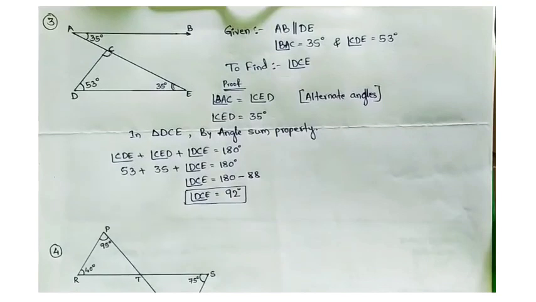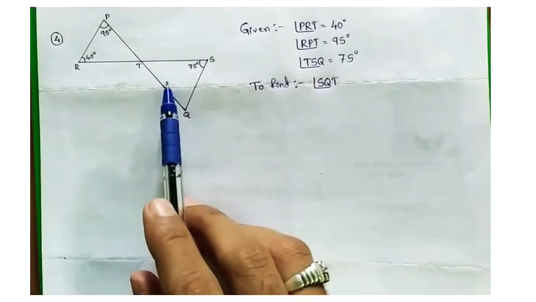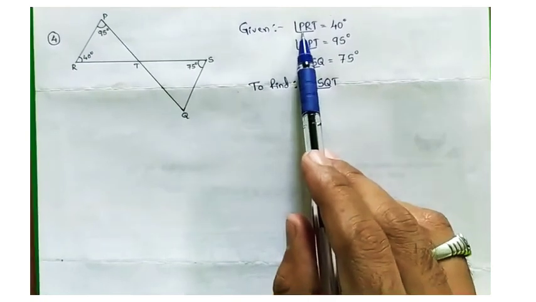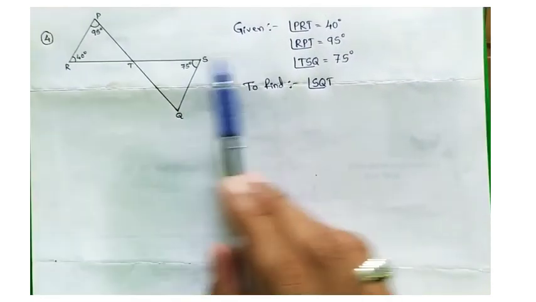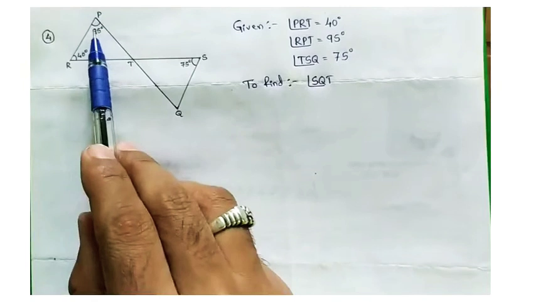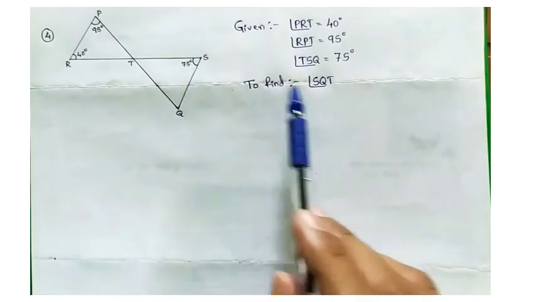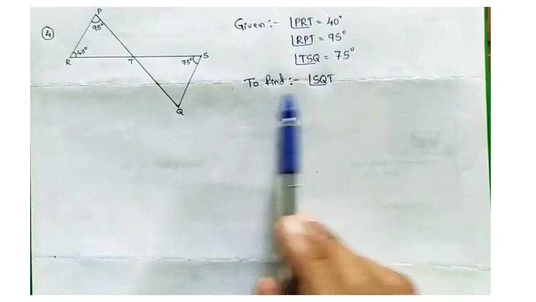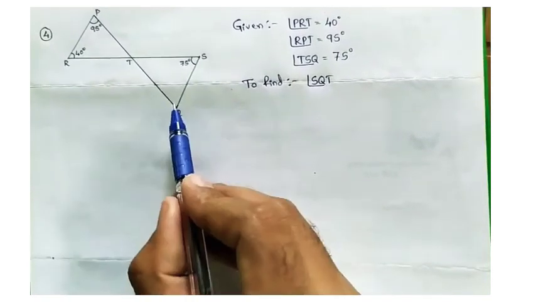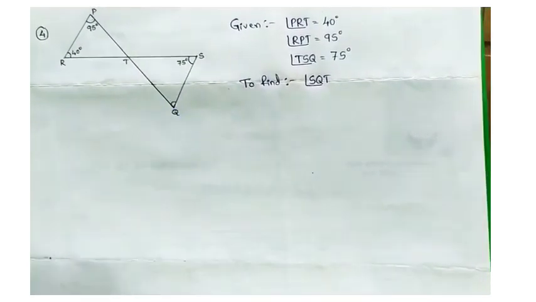DCE equal to 92 degree. In the fourth question, they given here one diagram. In that diagram, they given PRT, that is 40 degree, RPT, that is 95 degree, and TSQ, that is 75 degree. We have to find that SQT. So this angle we have to find.